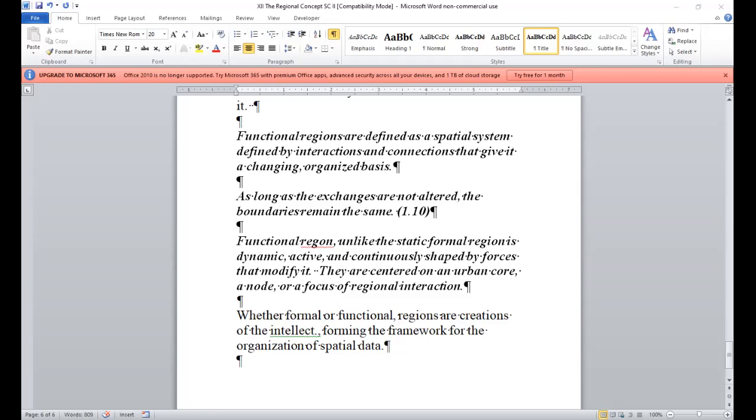So whether it's formal or functional, regions are creations. Again, looks like a good quiz question here. They're creations of the intellect, right? The human intellect, forming the framework for the organization of spatial data. And that is a wrap on chapter 14.